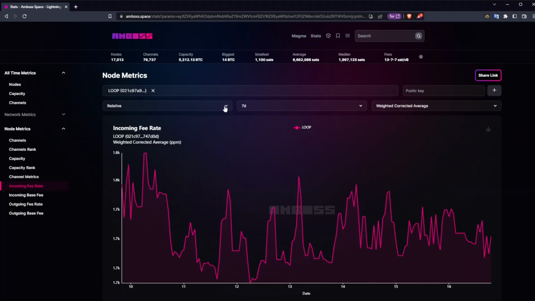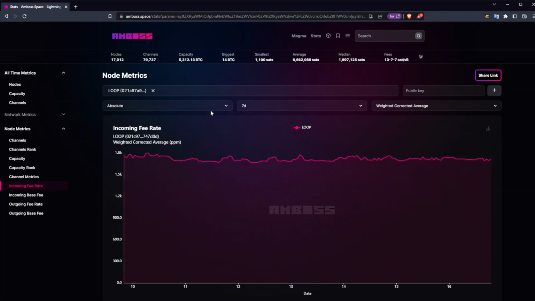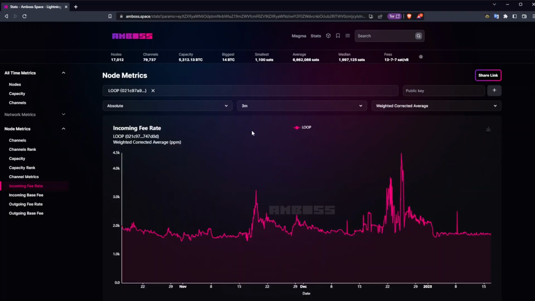Instead of the relative view, I prefer to look at the absolute. And we can see it's been relatively consistent over time, over the last 7 days. But I'll go ahead and increase that to 3 months. And we can see how the fee market has shifted quite a bit. It had a pretty crazy period back in December.